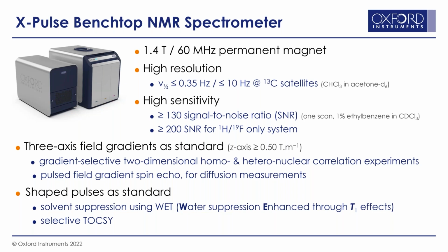NMR spectrometers are usually described by the strength of the external magnetic field, which for NMR is typically reported as the proton resonance frequency. For the X-Pulse, this is 60 megahertz. However, there are other indicators of an instrument's performance and capabilities which should always be considered.